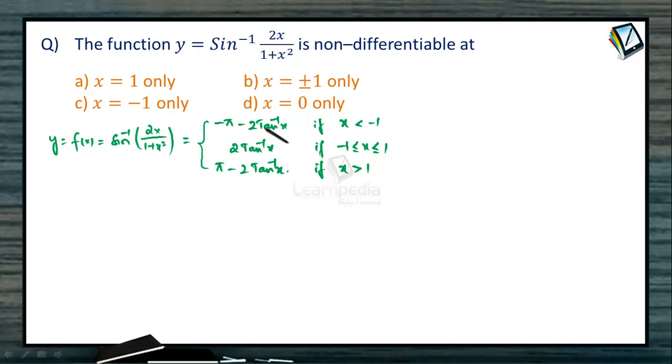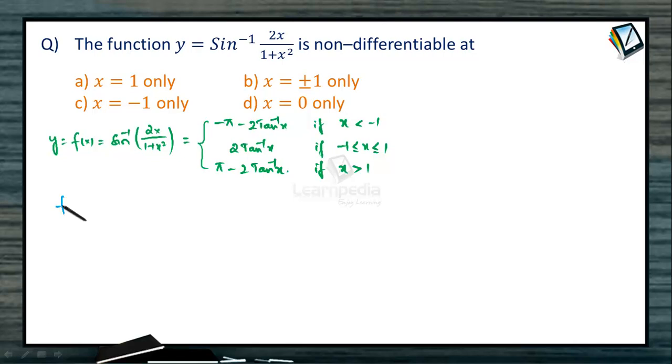Now once f of x is defined piecewise, let us find the derivative of the function again piecewise, and then we will check the differentiability at the breakpoints. Otherwise 2 tan inverse x is differentiable, pi minus 2 tan inverse x is differentiable, minus pi minus 2 tan inverse x is differentiable. So the question of differentiability comes only at minus 1 and plus 1. So let us check whether it is differentiable at those points or not.